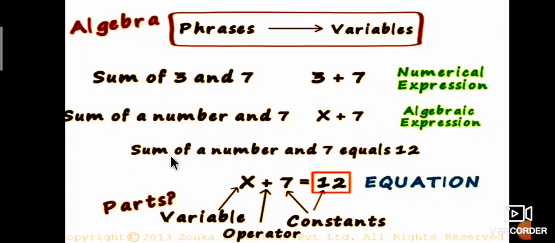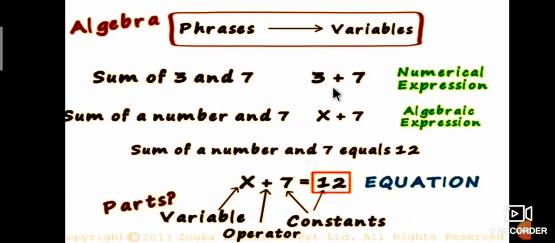Here, sum of a number and 7 equals 12, that is x plus 7 is equal to 12. This is called an equation. Because, dear students, it has the equality of two parts: x plus 7 is one part and 12 is another part. Therefore, the equality of two parts is called an equation.